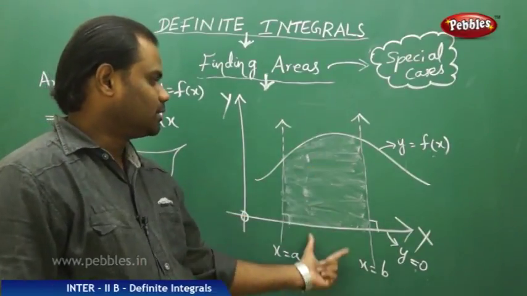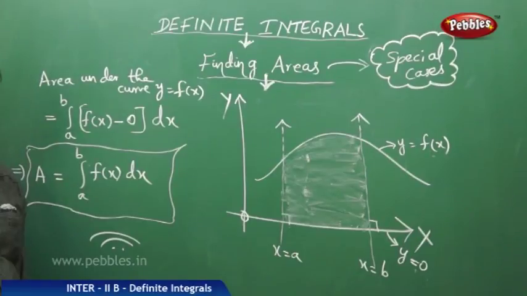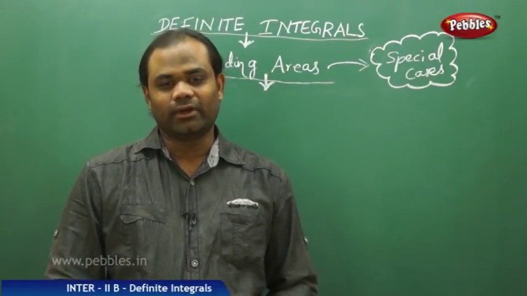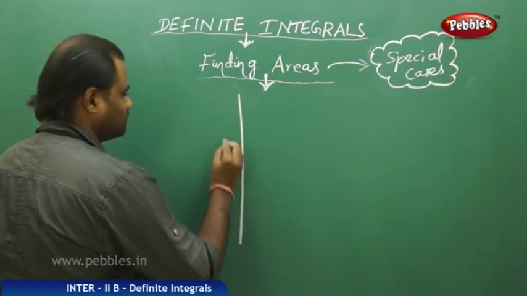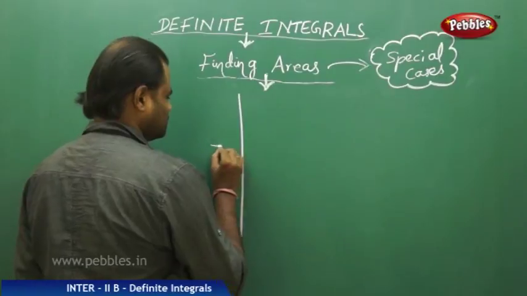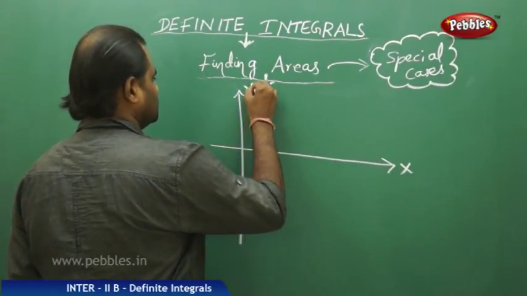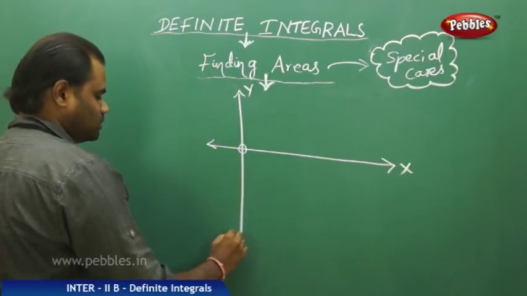So area under the curve y equal to f of x is the integral of f of x dx, is how we understand it for only a single curve. Now let's see the next case of finding the area. So for example, I have the x-axis, the y-axis, and the origin, which we have out here.